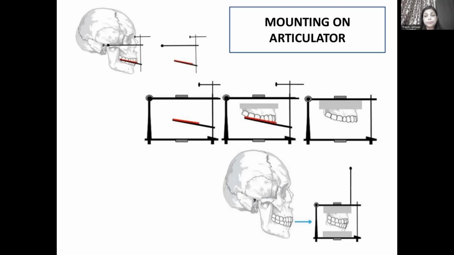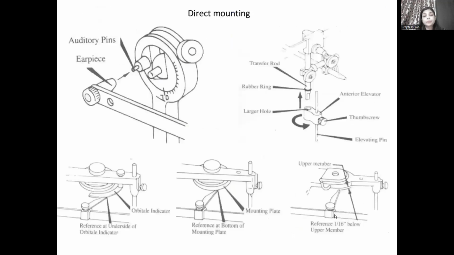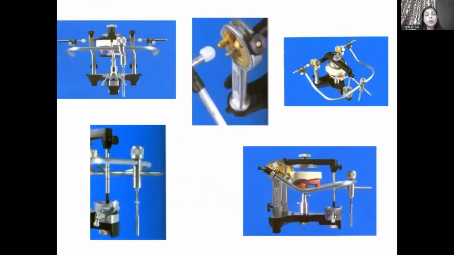like this. This is the mounted maxillary cast, and then after recording the centric records, we will mount the mandibular cast like this. So we are simulating the same movements. We are reproducing the same axis as in the patient's mouth in the articulator. We'll mount the cast by direct and indirect mounting types.